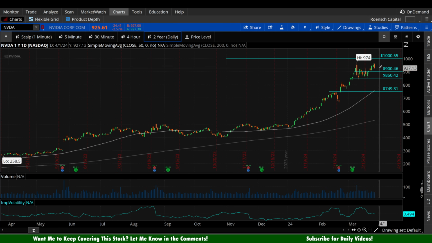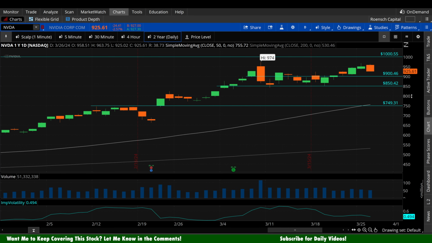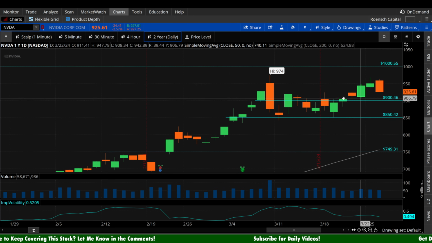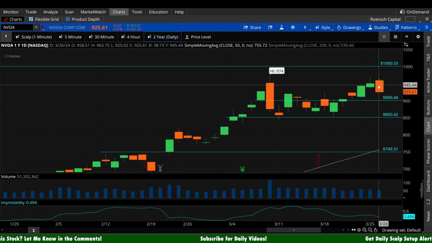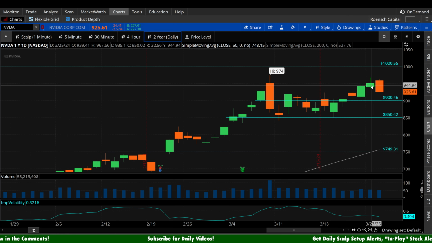Now, let's take a look here at the daily chart. This is, of course, the most important chart. And if we zoom in, you can see here that we are holding off of this all-time high of 974. Okay. Today, we got as high as 963.75. You know, yesterday we got as high as 967.66.